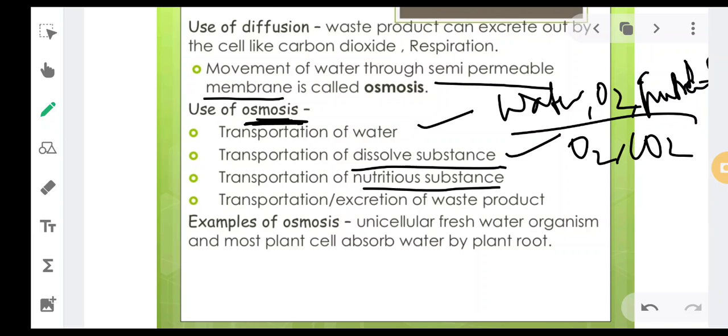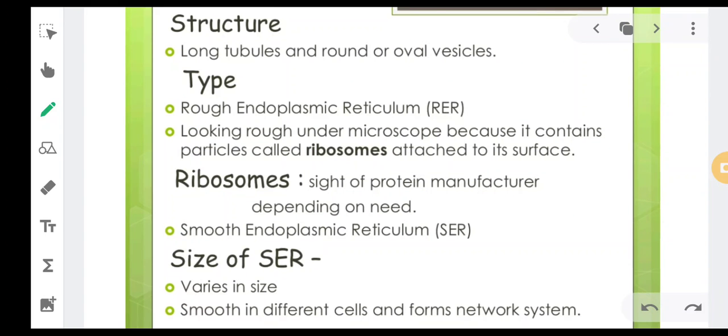Generally all these substances are supplied to each and every cell by the process of diffusion and osmosis. That is very important. Also, after using these nutrients, water and oxygen, waste products are formed inside the cell. To remove these waste products, the osmosis process is very useful, and the diffusion process is also used. Both these processes can be used for removal of the waste products from the cell. That is very important.